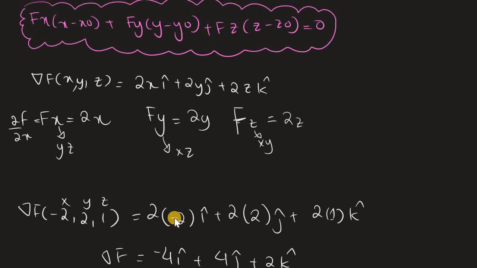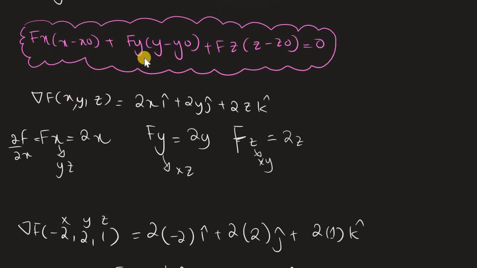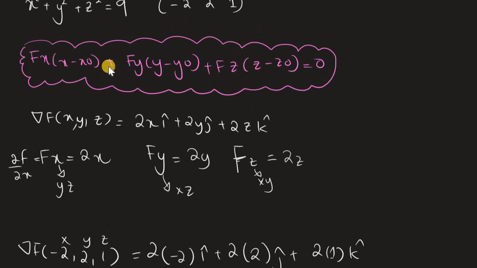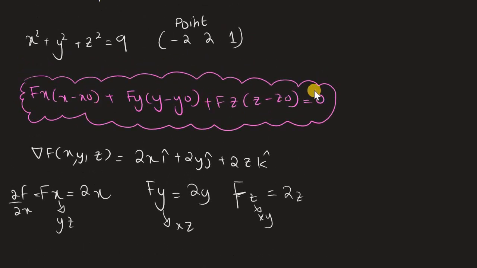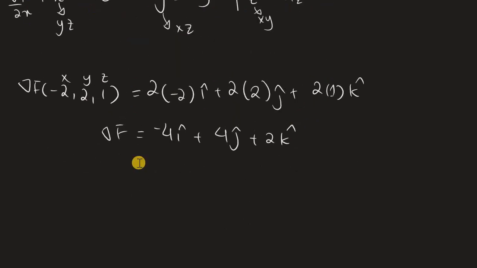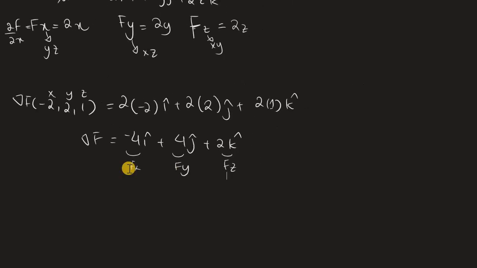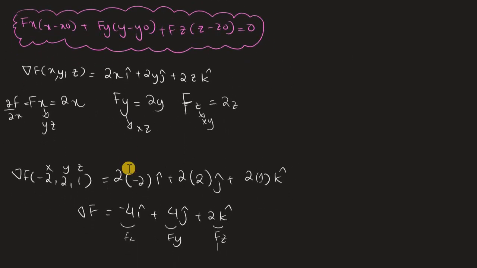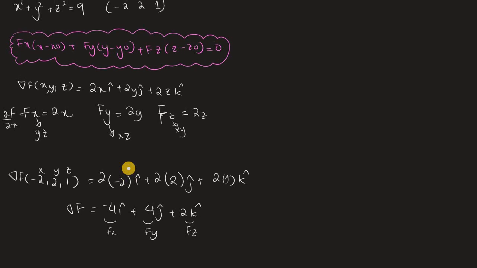And what is our next step? Now we have our f_x, f_y, f_z. The next step is simply plugging in what we have calculated into this equation, and we will be done with this problem then. So this is our f_x, f_y, and f_z over here, and let me write it over here so it's easier for you guys to follow along.